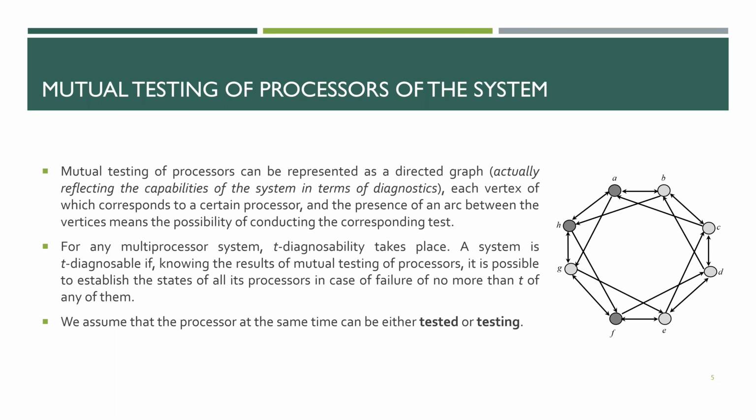It also should be noted that for any multiprocessor system, t-diagnosability takes place. A system is t-diagnosable if, knowing the results of mutual testing of processors, it is possible to establish the states of all its processors in case of failure of no more than t of any of them. Here we assume that the processor at the same time can be either testing or tested.